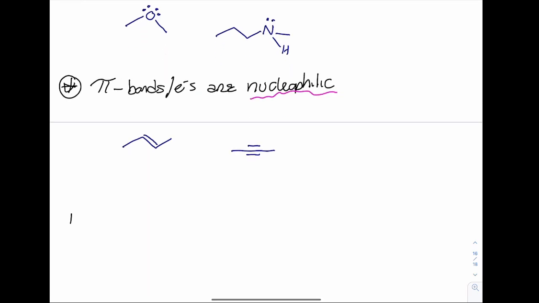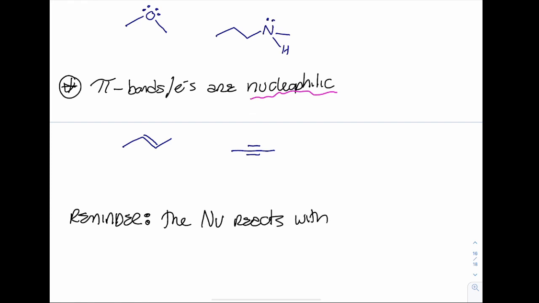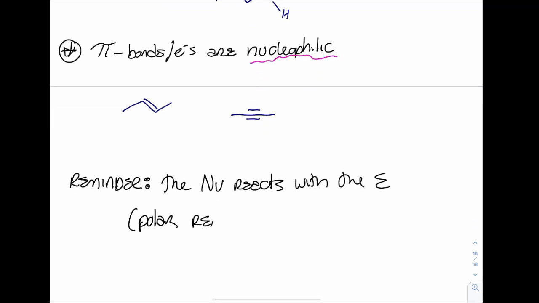So another little reminder for us. Our nucleophile reacts with the electrophile. And this is for polar reactions. In chapter 6, we're going to look at other types of reactions where this isn't necessarily true. But pretty much all of the reactions that you're going to be responsible for, except for the couple of examples that I give you in chapter 6, are going to be polar. So these are for polar reactions, polar mechanisms.